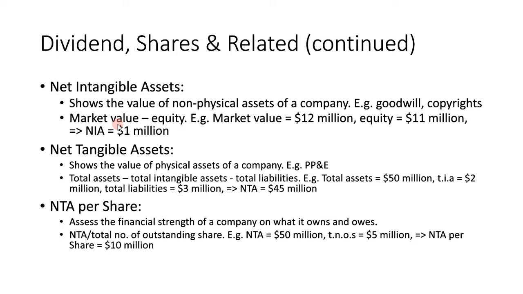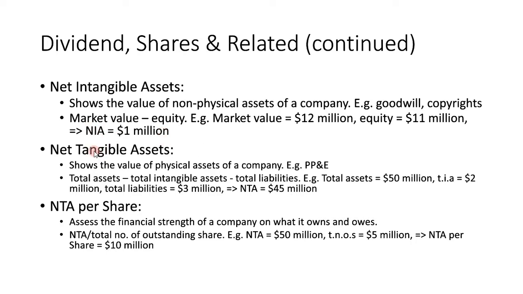Okay, so net tangible assets. No, okay, I'm sorry. Net intangible assets shows the value of the non-physical assets of a company. An example is goodwill and copyrights. So the equation is going to be market value minus equity, where equity is just assets minus liabilities. So market value minus the book value of a company, or the equity. That's the equation. You have market value here, an example of $12 million. Equity is $11 million. So your NIA, or your net intangible assets, is going to be $1 million.